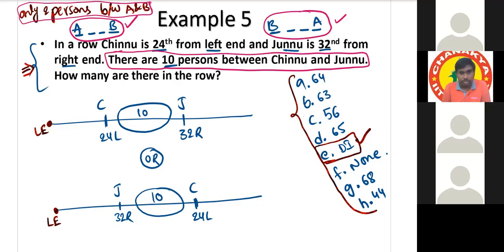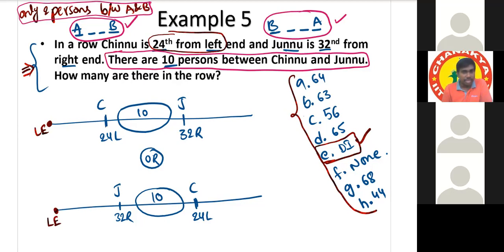Yes, sir. So then how can there be a change in possibility, sir? We should take the right hand value for Chinnu, right? No, we should not change the data. So 24th is from left hand only always, and 32 is from right hand only always. That is mentioned in the data.